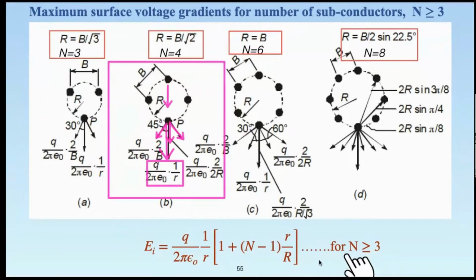In similar fashion, we can work out, add all the 4 forces and reduce the form to the equation Q upon twice pi epsilon 0 1 by R times 1 plus (n minus 1) r upon R. This is a standard equation that can be obtained for any of these configurations, right?